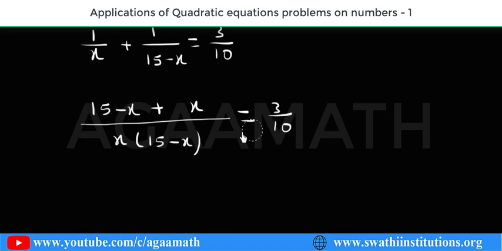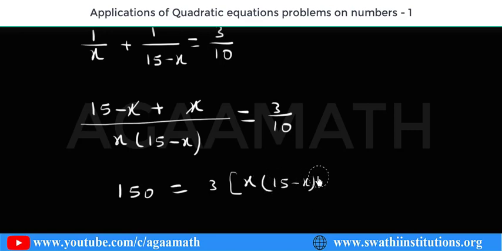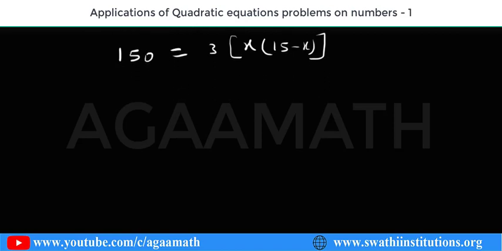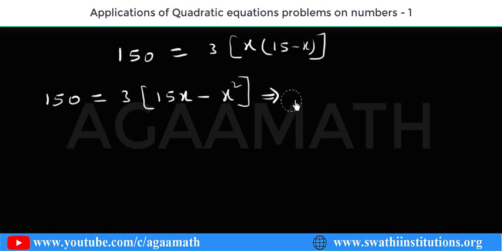Now if you simplify more, 15 minus x plus x, the minus x plus x get eliminated, which is 15. So I do 10 times 15, that is 150, equals 3 times x times (15 minus x), these two are multiplied in this manner. So now, just continue the same. 150 equals 3 times x into 15 is 15x minus x square. Now if you simplify more, 150 equals 3 into 15 is 45x minus 3x square.